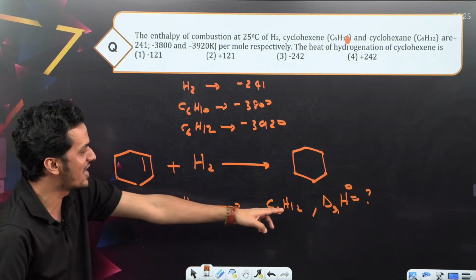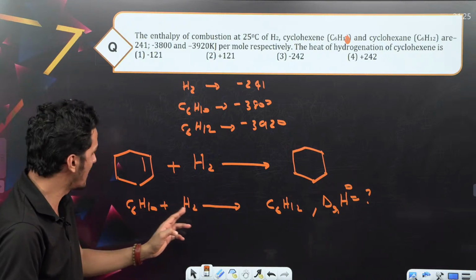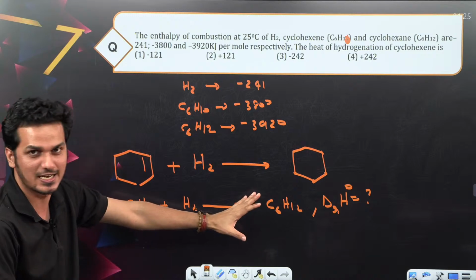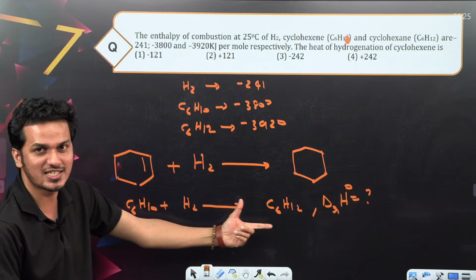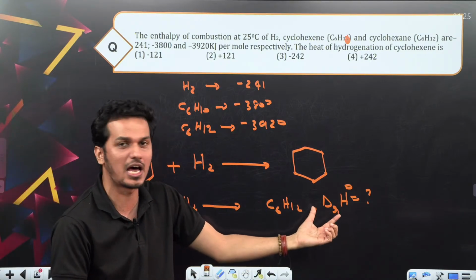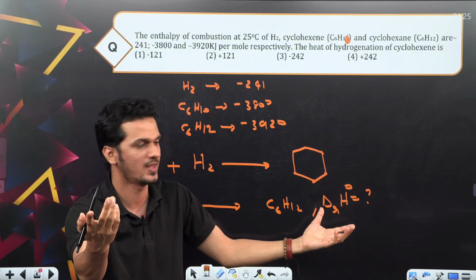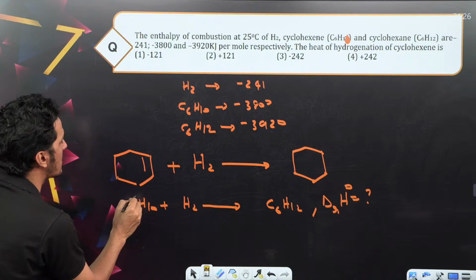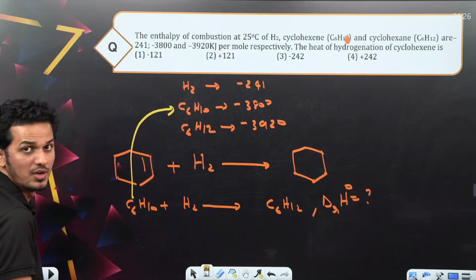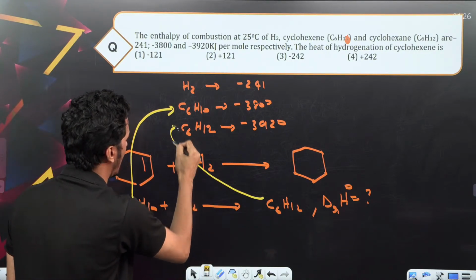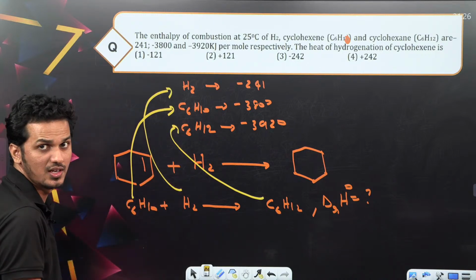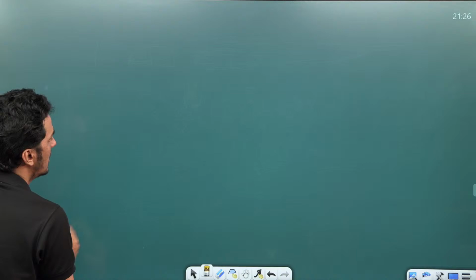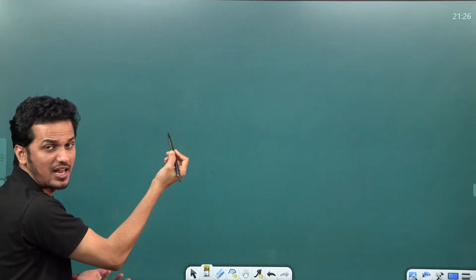Anyhow, this is delta HR0: C6H10 plus H2 gives C6H12. So this is the reaction. For this enthalpy of reaction, that means enthalpy of hydrogenation, how much is it? That's the question. They gave the enthalpy of combustion of C6H10, the enthalpy of combustion of C6H12, and the enthalpy of combustion of hydrogen. If you know that idea, what can we do?